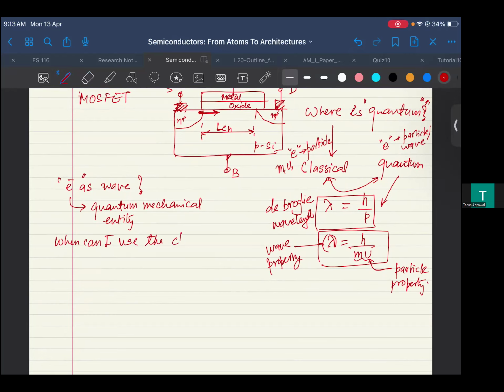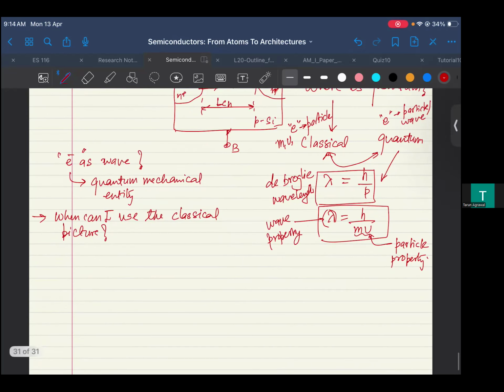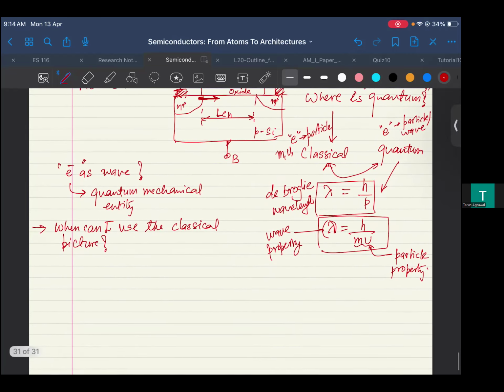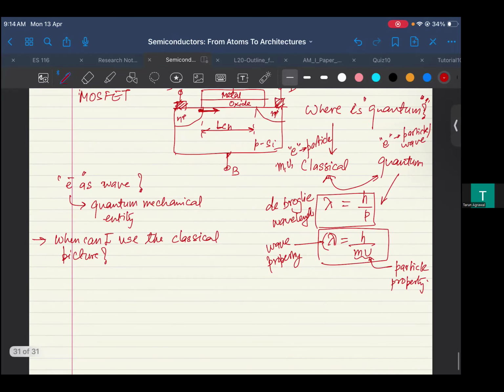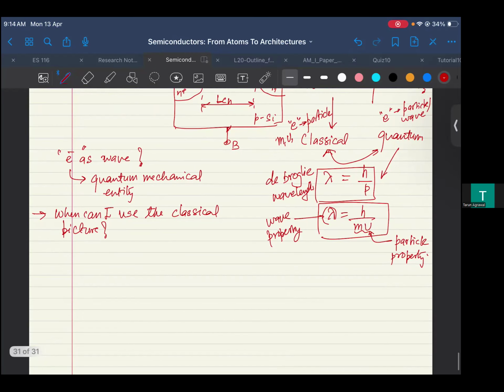That is the question you're asking, because you're saying that anyway, the electron is the quantum mechanical particle. So I cannot really say that it's not quantum mechanical. Now the question is, when I'm evaluating devices, when do I really need to use quantum mechanics? When can I get away with the classical? That is the question you're asking.